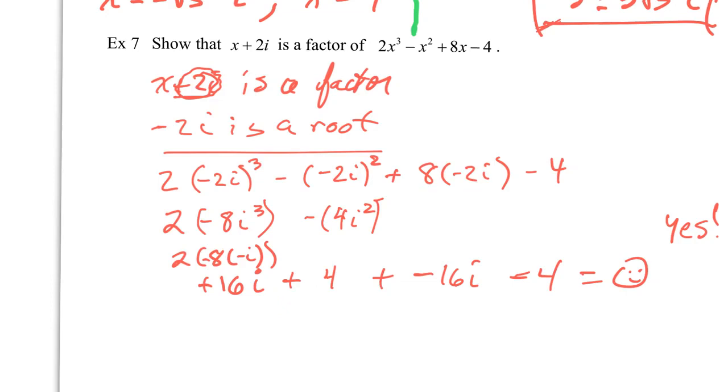Then 8 times negative 2i gives me minus 16i, which is going to cancel out. That's going to go away. And then we have the minus 4 here. So yes, this equals 0, and we are happy because we have shown that x plus 2i is a factor of that polynomial. So again, if you're trying to prove something is a factor, like x minus something or x plus something, you can plug whatever will make that 0 into the function, and you should get 0. All right, that's it for lesson 13. Have a nice day.